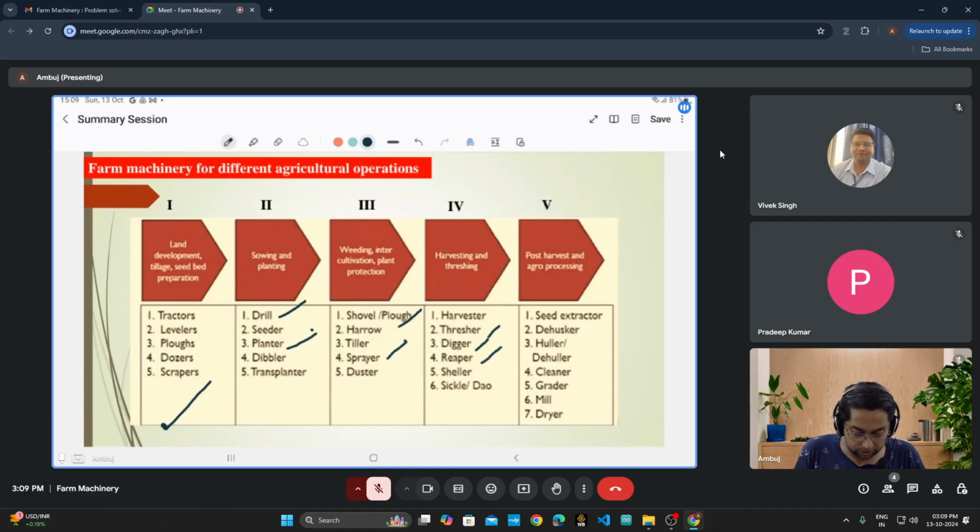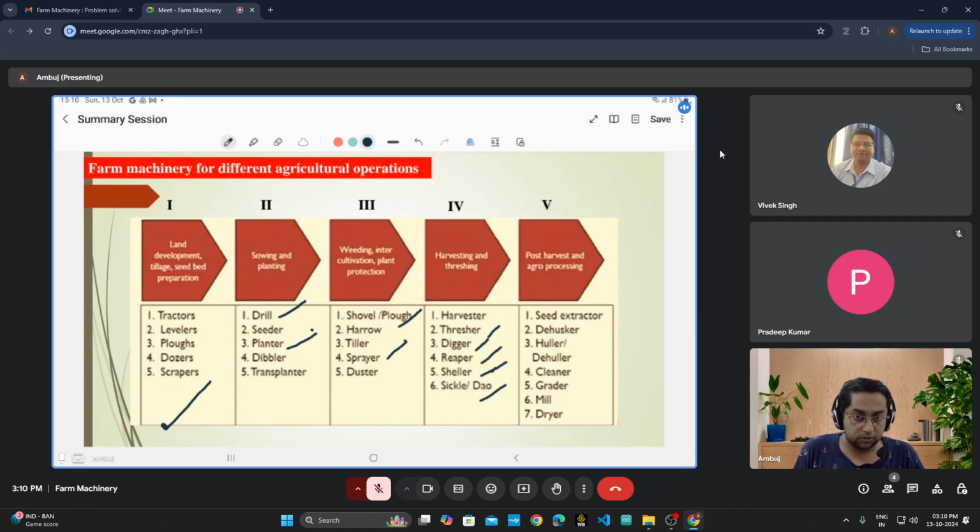Then your sheller. Then your sickle or dao. The indigenous term for sickle is dao, which is more popular. So in manual harvesting we use sickle or dao. Sheller is used for threshing purposes, to remove the grain cobs from the plant.